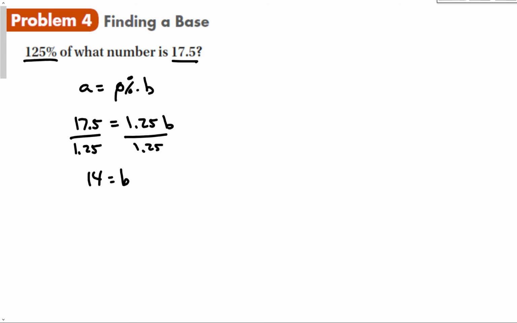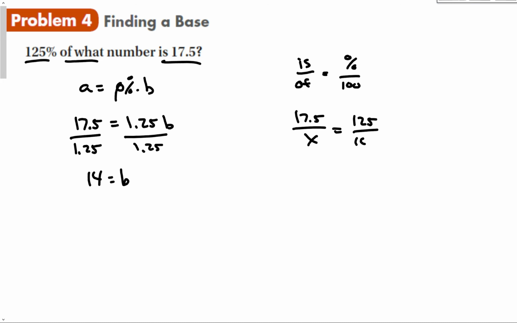Let's set this up with the percent proportion. So remember that the percent proportion is is over of equals the percent over 100. There's my is, of what, equals the percent over 100. So with problems like this, where we have a straight question with a bunch of numbers in it, sometimes it's easier to do the percent proportion because I don't have to remember to change that to a decimal. I can leave it as a percent, whatever number I see. Okay, so in this case, again, cross multiply and divide, and you will get 14 again.